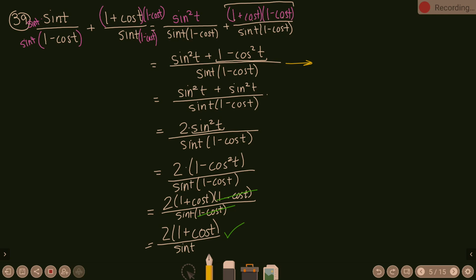Well, the other option is to use this as a Pythagorean identity. Okay, so if we rearrange that Pythagorean identity, what is sine squared? It'd be 1 minus cosine squared, right? So sine squared can become 1 minus cosine squared t, plus we have another 1 minus cosine squared t, still all over sine t times 1 minus cosine t.